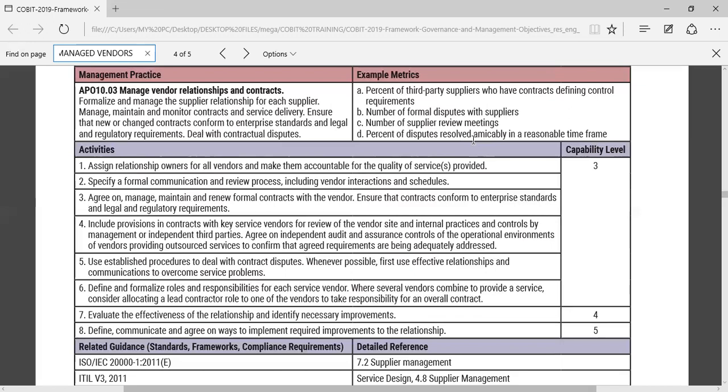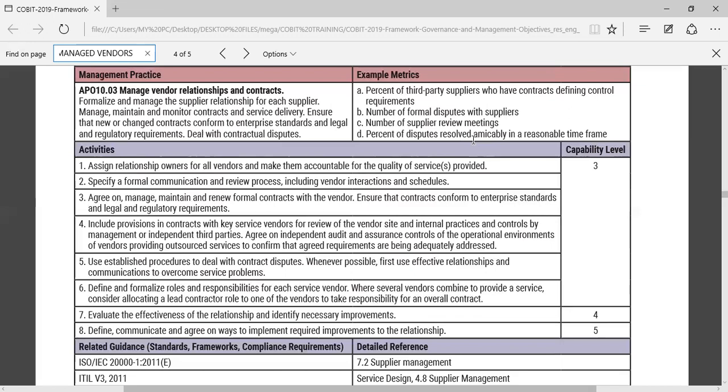Number 6, define and formalize roles and responsibilities for each service vendor. We have several vendors combined to provide a service. Consider allocating a lead contractor role to one of the vendors to take responsibility for an overall contract. So you have a complex scenario which is managed by various vendors.